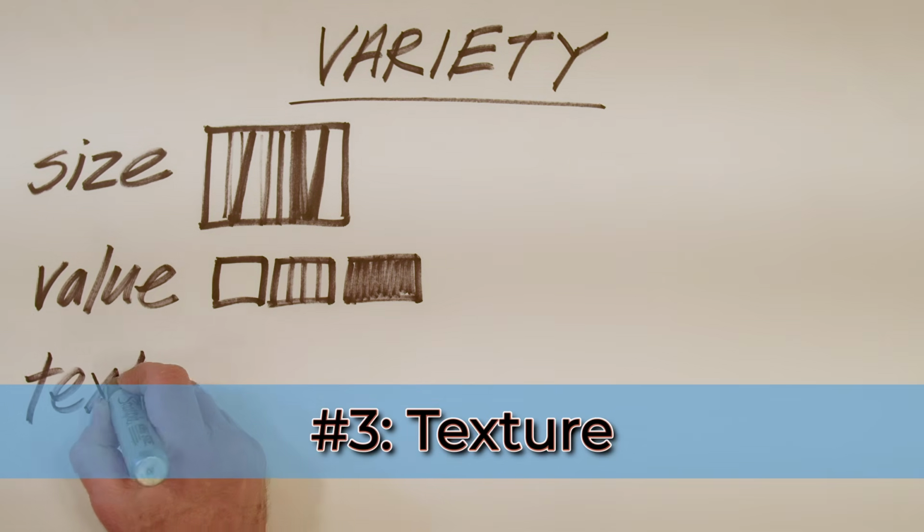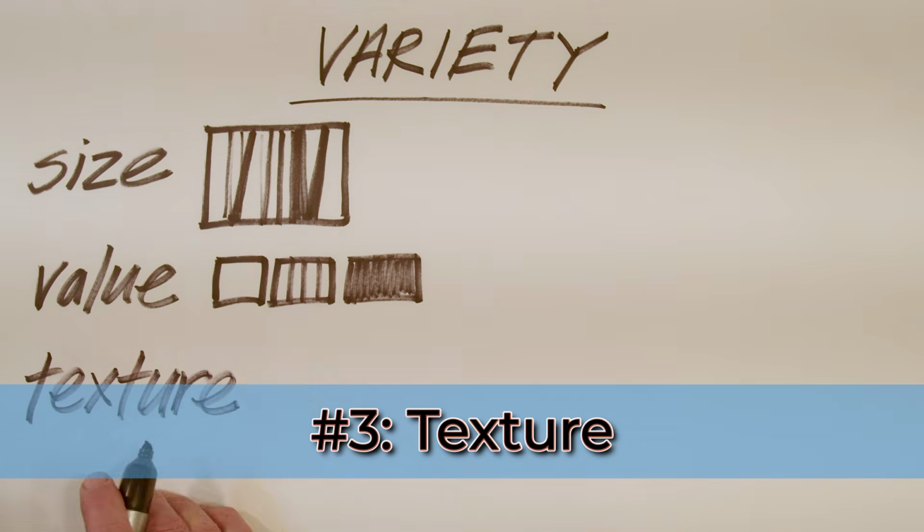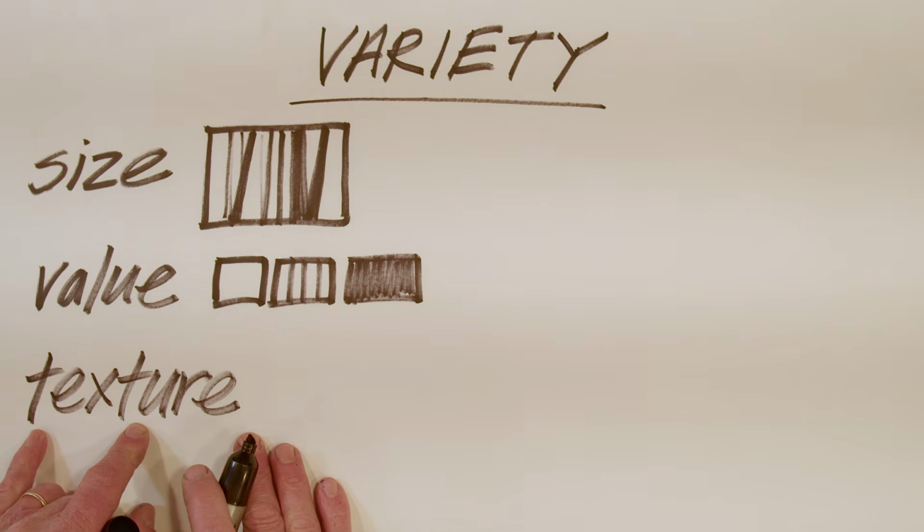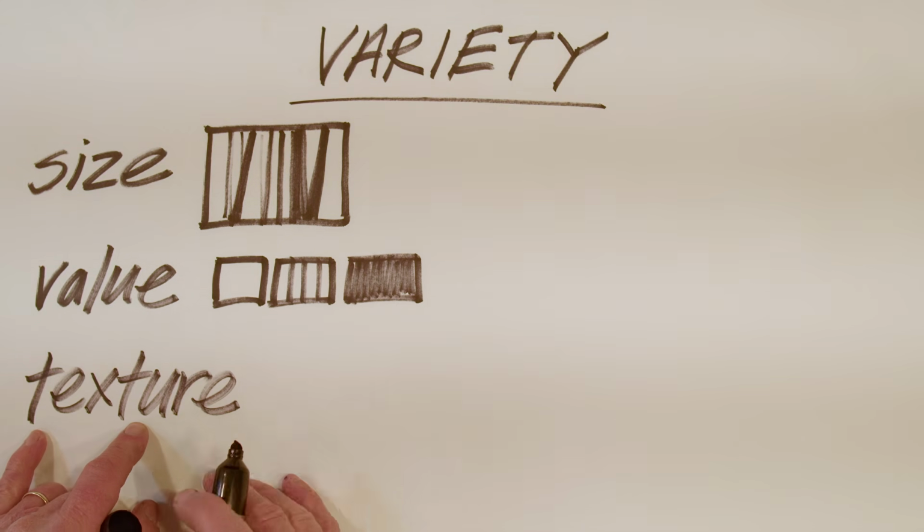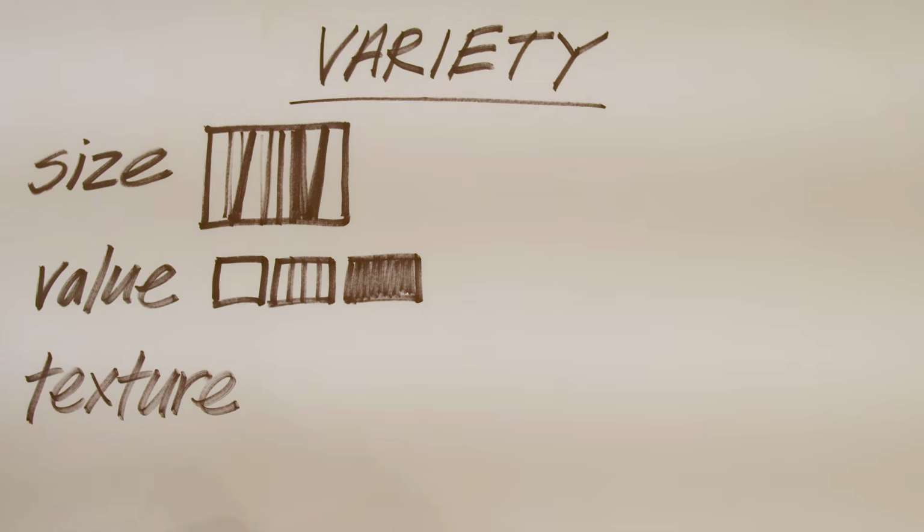We've talked about texture. Starting with just a simple flat wash, you can make it a lot more interesting by spraying it, by scraping it, by adding some of those various kinds of textures that we've discussed.